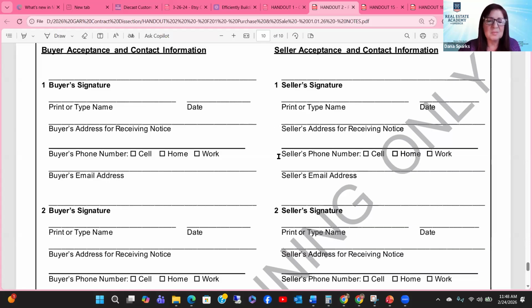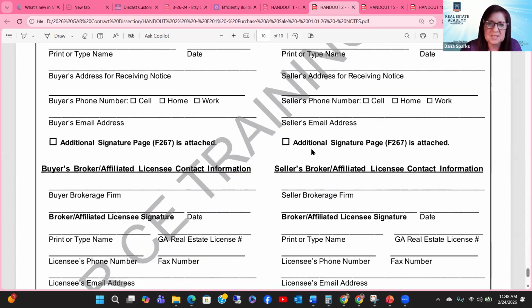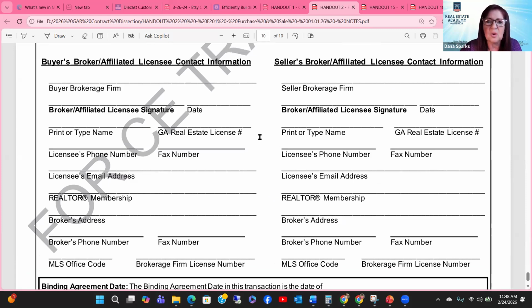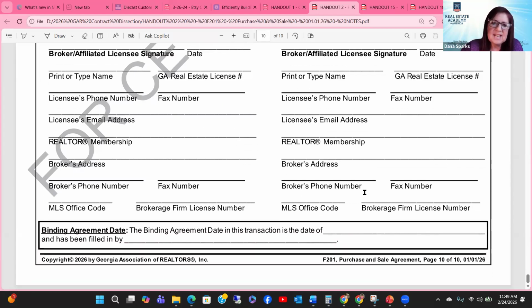Again, as I've already talked about, if you're working with them as a customer, you absolutely need either their email address or their full-blown address for purposes of notice. Here's your information. You need your license number and your firm's license number to stay in compliance with license law. If you are a buyer's agent on a team, you need the license number of the team leader and your license number. And here is where the person receiving the accepted contract fills in the binding agreement date.